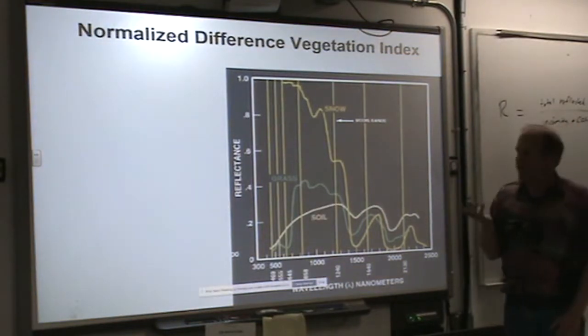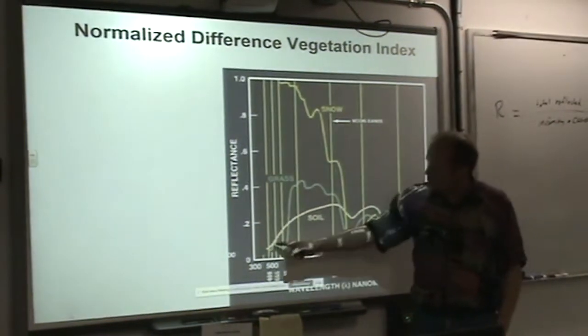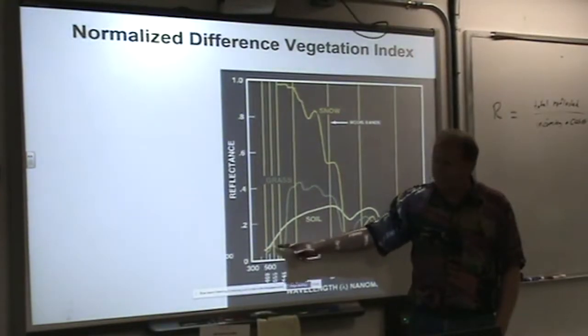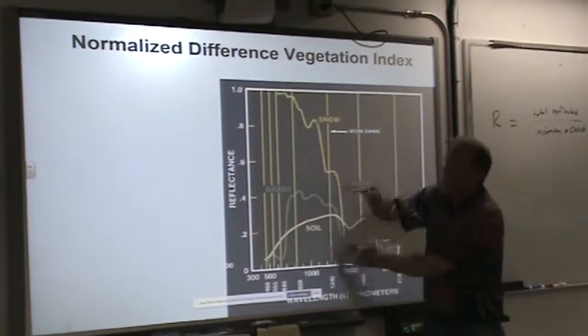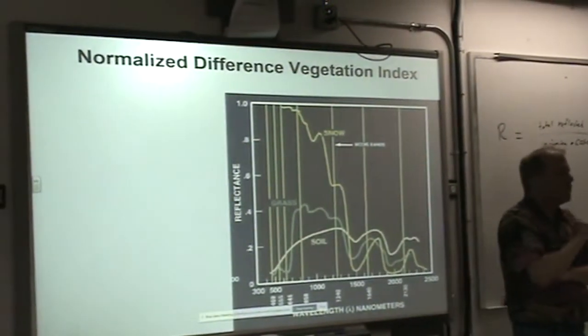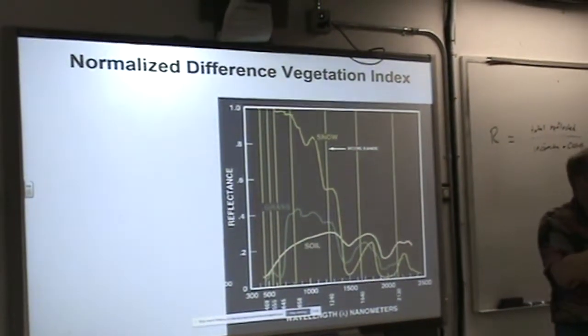Now, you may think, oh, why can't you just use red and green? Because red and green, we have a little tiny change here. Red and near infrared, we've got a big change. So it's a much more sensitive way to detect chlorophyll.